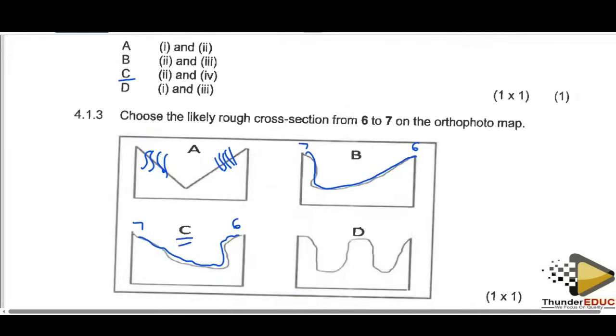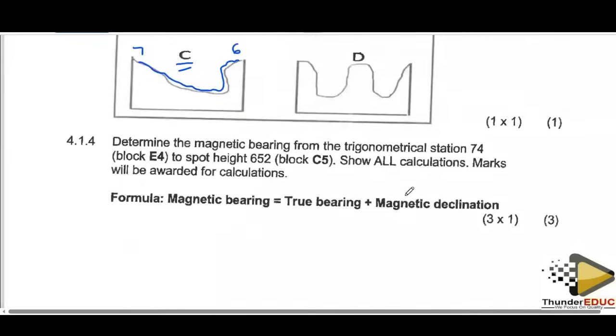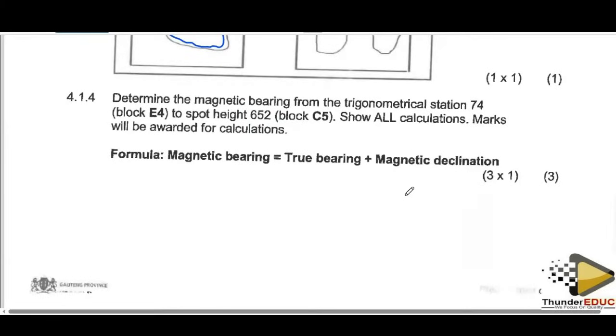Option C. All right. For question 4.1.4, they say determine the magnetic bearing from trigonometrical station 74, block A4 to spot height 652 in block C5. Show all calculations, marks will be awarded. They're saying magnetic bearing, and they're giving us the formula here, which equals true bearing plus magnetic declination. But when you look at the question, they didn't ask us to find a current magnetic declination, which means we are going to use the declination on the map.